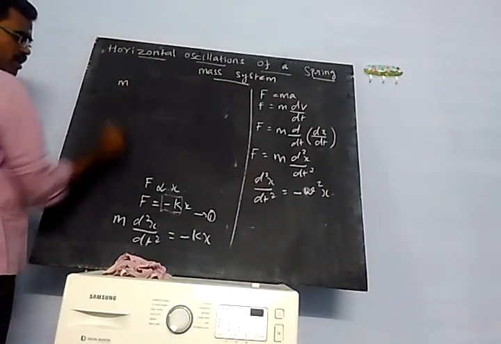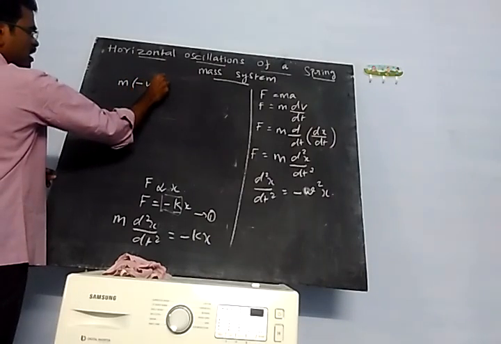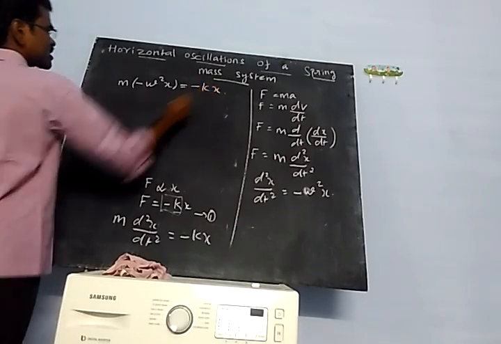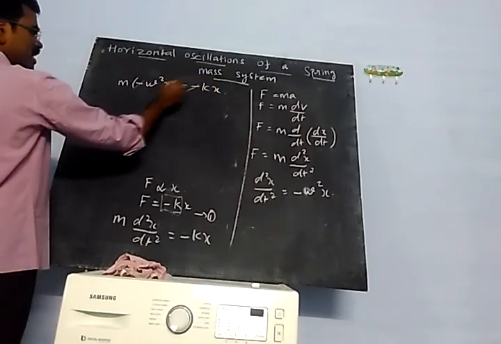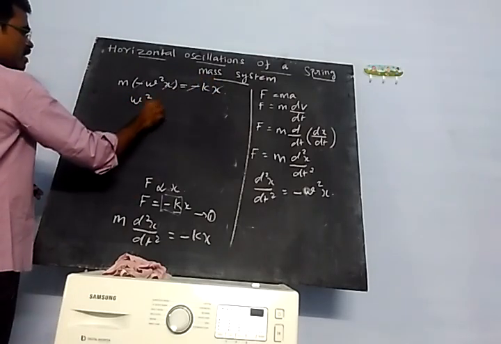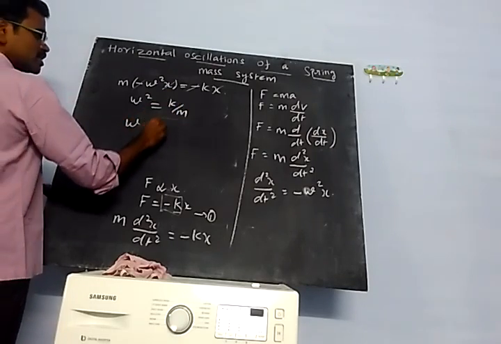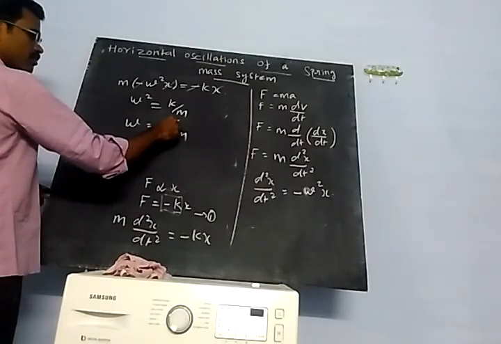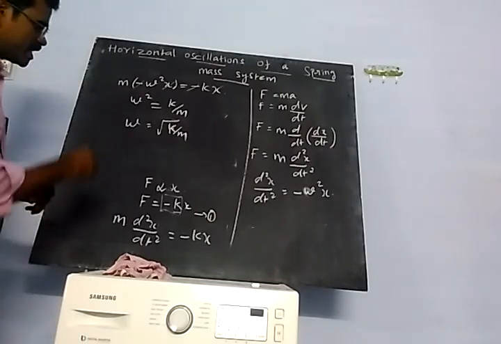Substituting, m times minus omega squared x is equal to minus kx. The minus signs cancel, and x also cancels. So omega squared is equal to k by m. Then omega is equal to square root of k by m.